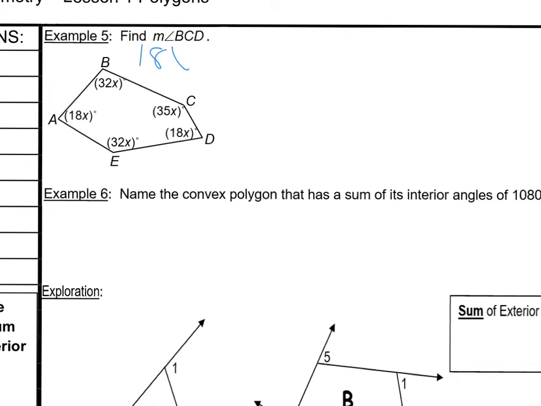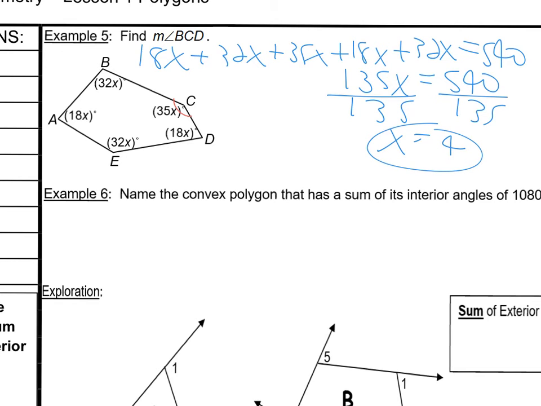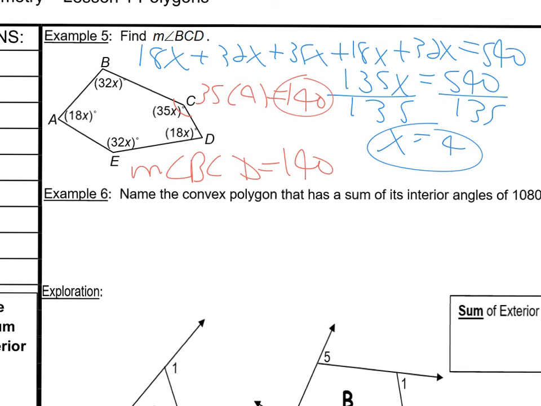So that means 18x plus 32x plus 35x plus 18x plus 32x has to equal 540 degrees. So now we're going to combine like terms. When we add the x's, we get 135x equals 540. Divide by 135, 540 divided by 135 is 4. Now to get the measure of angle BCD, in the spot of x, we're going to substitute 4. So 35 times 4 is 140 degrees. So the measure of angle BCD is 140 degrees.